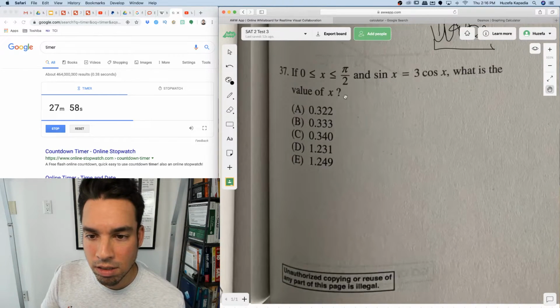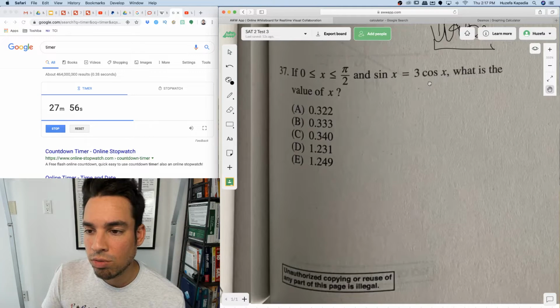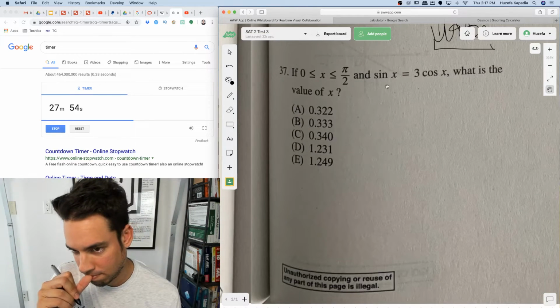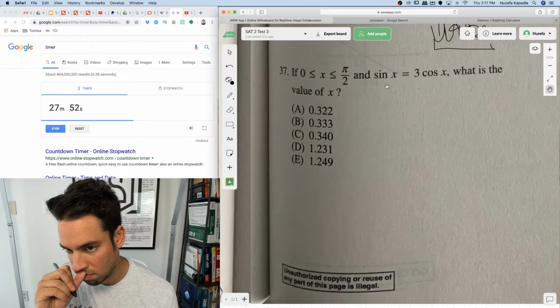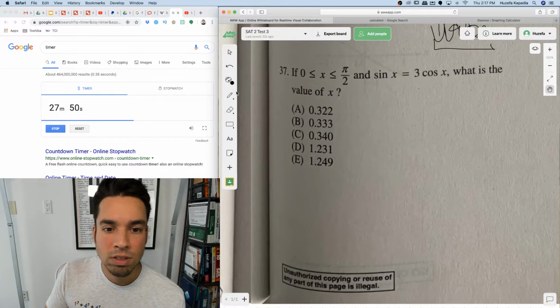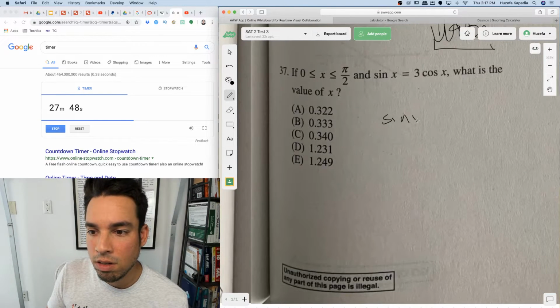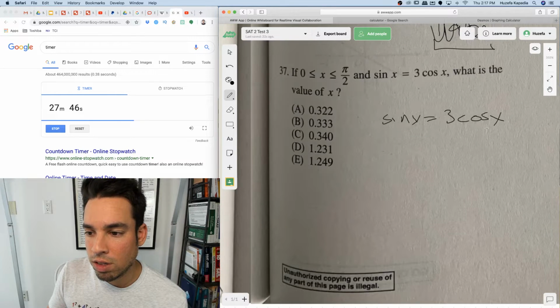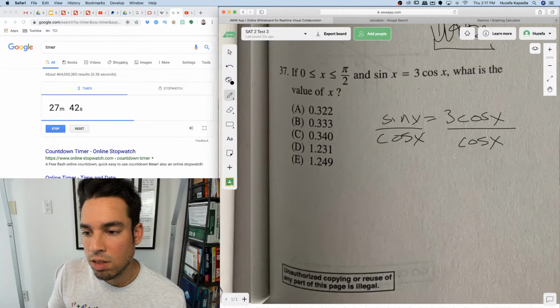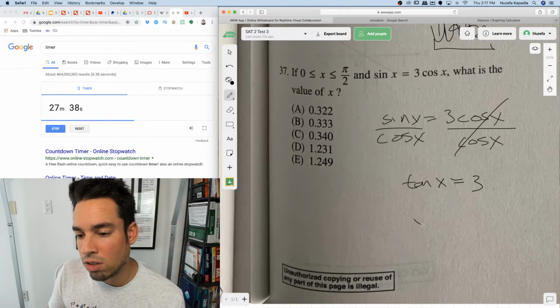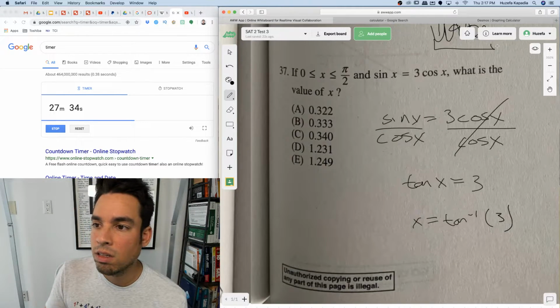If x is less than pi, sine of x equals 3 cosine of x, what's the value of x? Okay, I know how to do this. Sine x equals 3 cosine x. Divide by cosine of x. This is sine over cosine, which is tangent of x equals 3. Then I'll take arctangent of both sides. And I get x equals arctan of 3.